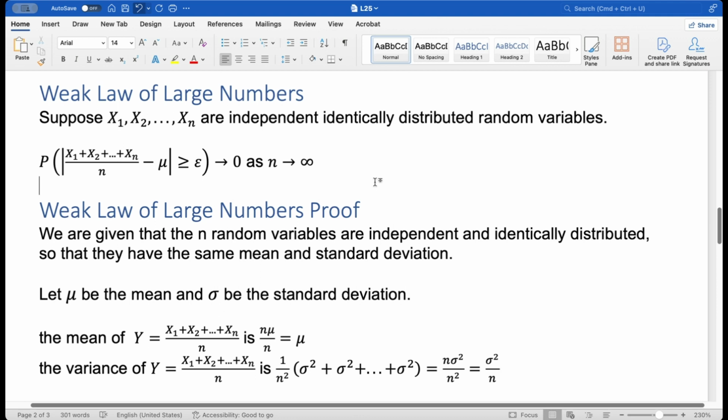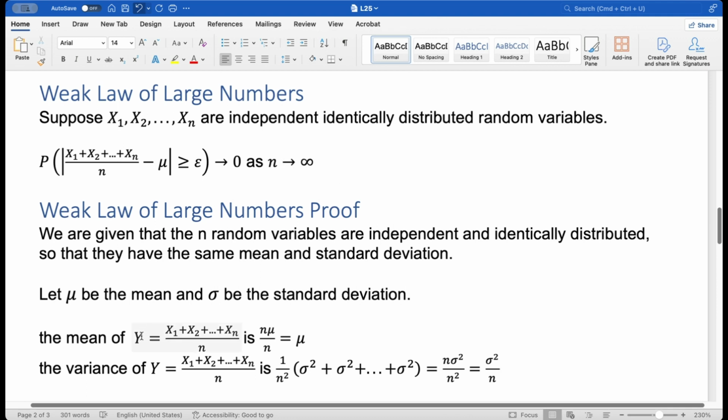So we're given that the n random variables are independent, identically distributed. They have the same distribution, so they have the same mean and standard deviation. Each one has a mean of mu and a standard deviation sigma. Now it's a little bit different here. We're dealing with the mean instead of the total, but it's the same idea.